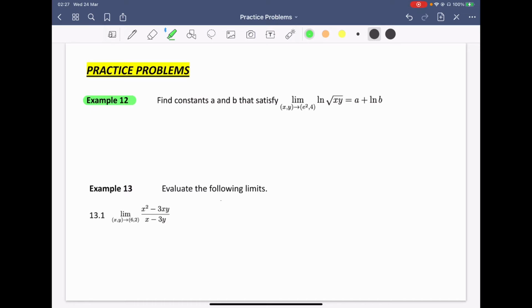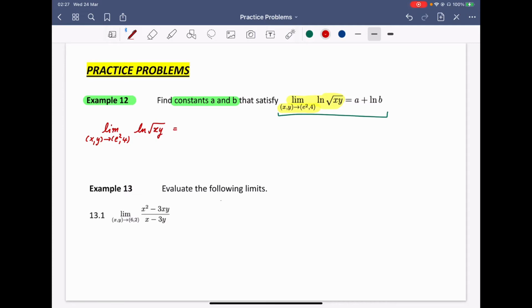So for example 12, I want you to find constants a and b that satisfy this equation. When you see this equation, you can see that this is just a basic computation, right? Because you have x, y approach e square comma 4 here. So you can just try to compute the limit on the left hand side and see if you can simplify it to the right hand side. So for the left hand side, you have limit where x, y go to e square comma 4 of log square root xy.